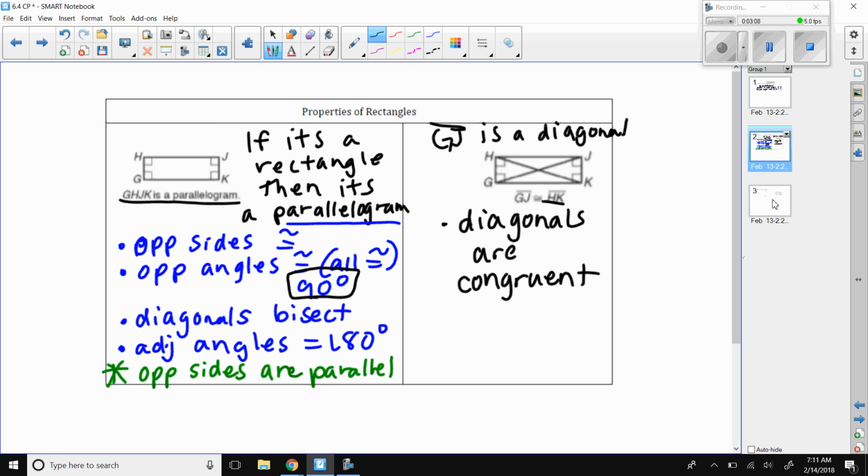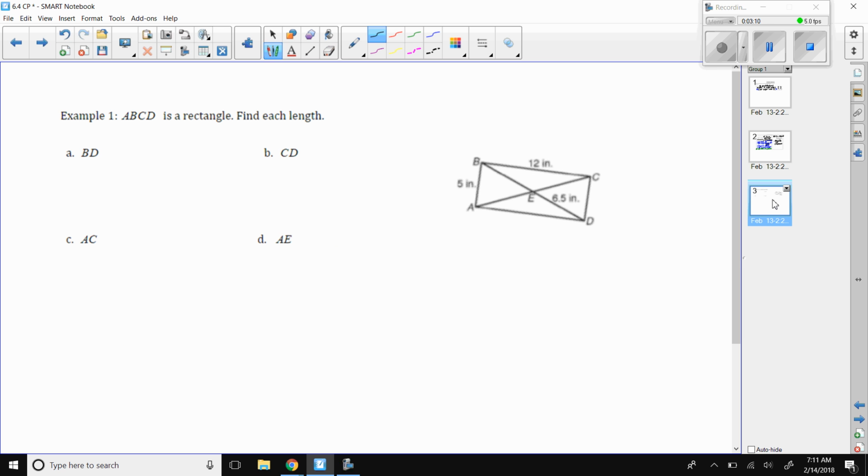Okay, and we just have one example on the bottom of this sheet. Looking at this rectangle here, ABCD is a rectangle. We want to find each length. So what I'm given in my diagram is that DE equals 6.5, which means that BE will be congruent to it. It will also equal 6.5 because E becomes the midpoint.